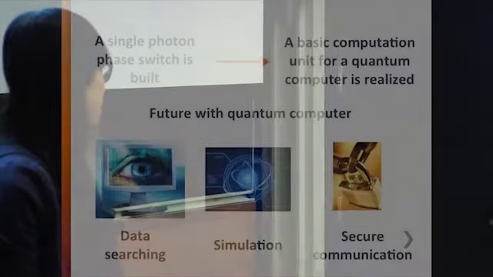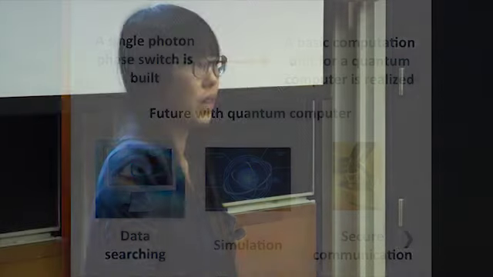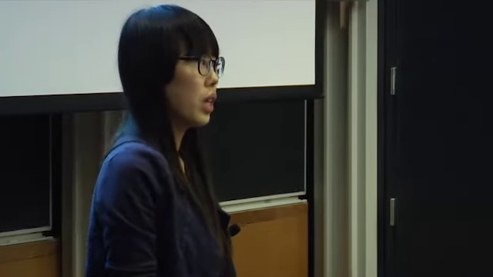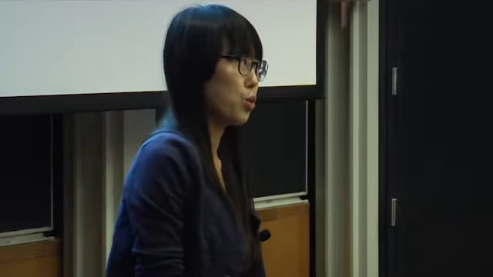So let me wrap up. We have built a phase switch that works at the single photon level, and this can be a basic computation unit for a quantum computer. Although there are still a lot of problems that need to be fixed, in the future with a quantum computer, you can do more efficient data searching, or you can simulate more complicated systems, which helps the advance of science in almost any field, and you can even have perfectly secure communication. And I want to make that happen.